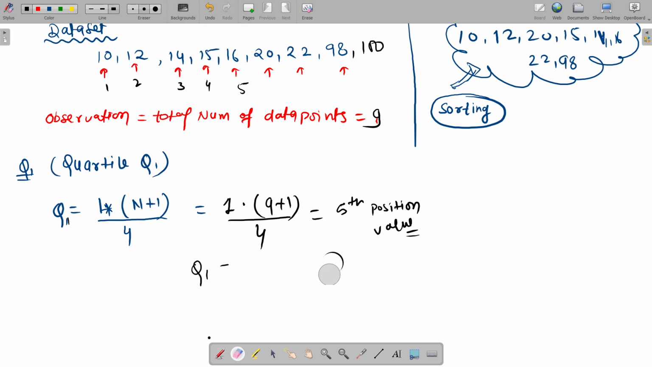16 is our quartile 1. So we calculated successfully our quartile 1. Okay.